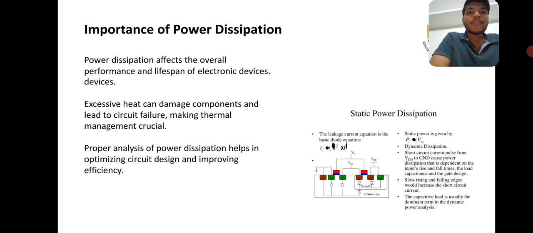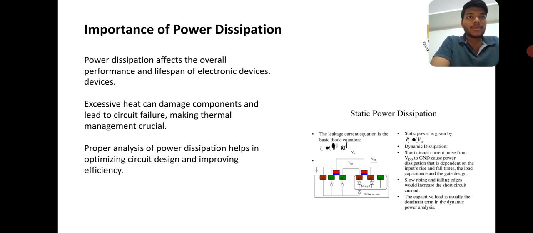Power dissipation affects the overall performance and lifespan of electronic devices. Excessive heat can damage components and lead to circuit failure, making thermal management crucial. Proper analysis of power dissipation helps in optimizing circuit design and improving efficiency.